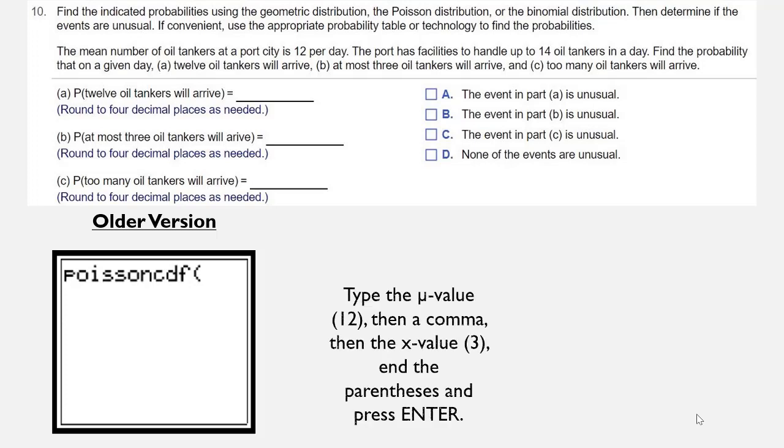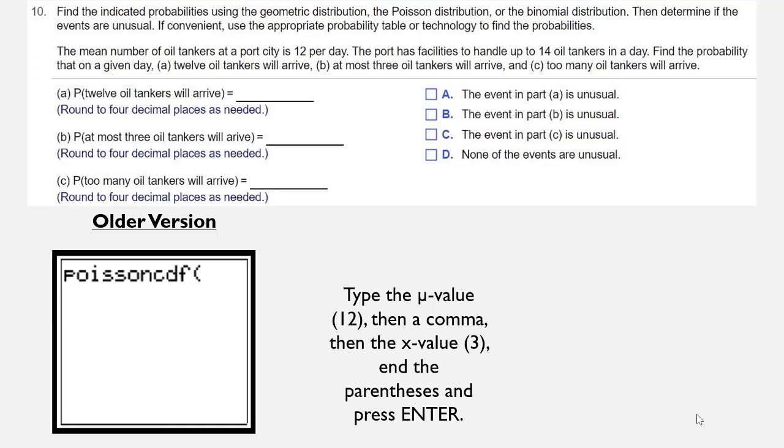The way you fill in the rest of the formula is you type the mu value, which in this case was 12, and then the x value, 3. Why 3? Well, what the Poisson Cdf formula does is it adds all the different values of x starting at 0 up until the value you tell it to stop at.